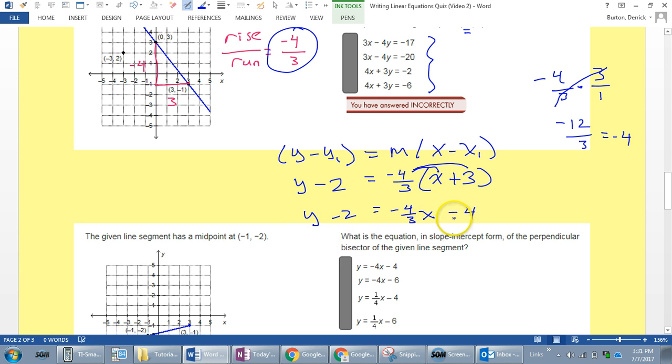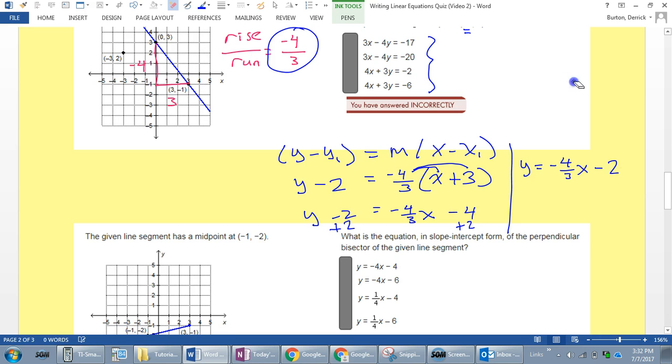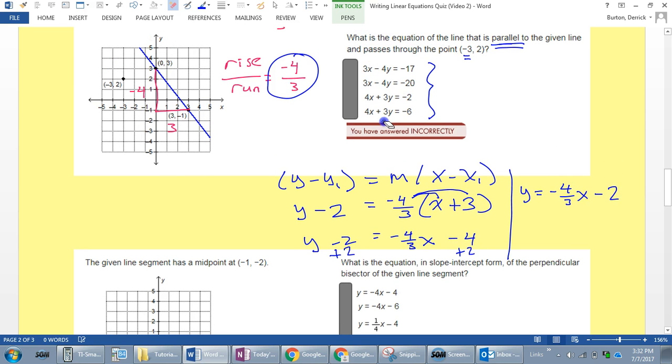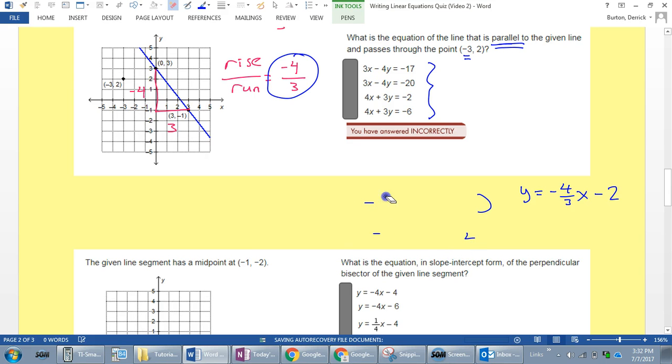Okay, so I have this so far. Now to get the y by itself, I'm going to add the 2 to both sides. I'm running out of space, so I'm going to come over here. So now I have y equals negative 4 over 3x minus 2. Alright, so now this is a sort of y equals mx plus b, slope-intercept form. But I'm looking at these, and it's that standard form that has no fractions in it. So I need to keep going. I'm going to make space. How do I get rid of the fraction?